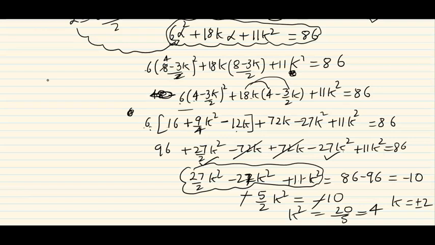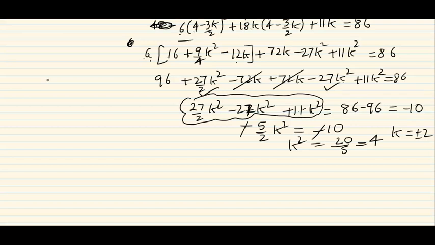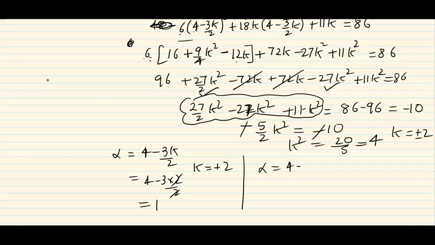Yeah, but they are asking, k is plus minus 2, then we need to find alpha. What should be the alpha value? Alpha was (4 minus 3k) over 2, so put the value of k, positive 2 and negative 2. If you put k equal to positive 2, it should be (4 minus 3 times 2) over 2, so it should be 1. And if you put negative 2, 4 minus 3 times negative 2, divided by 2, so this is cancelled and it should be 4 plus 3, that is 7, right?